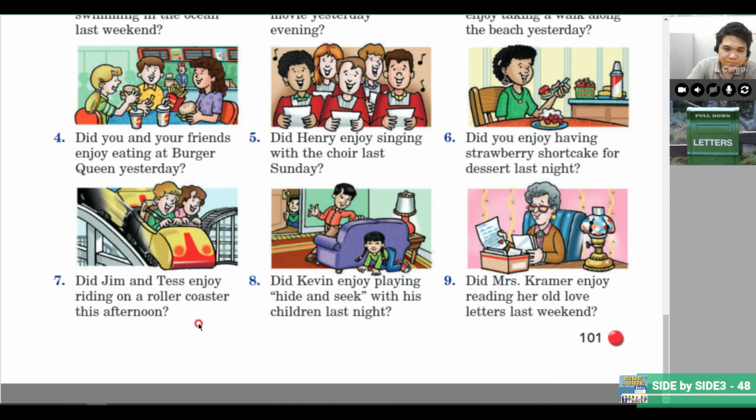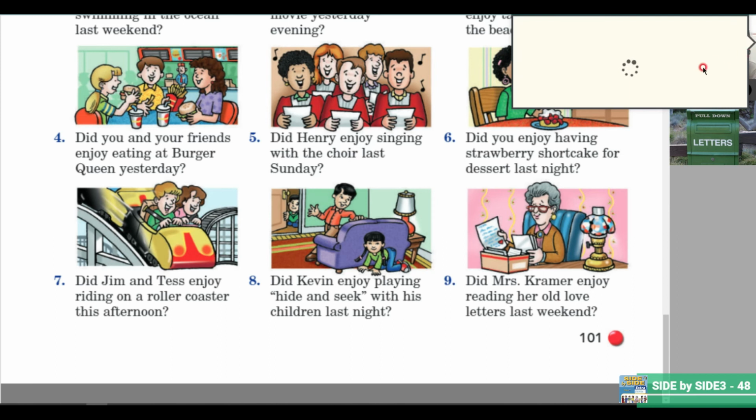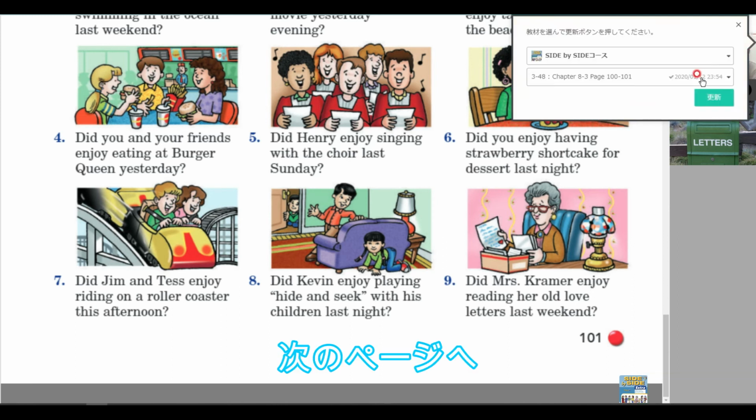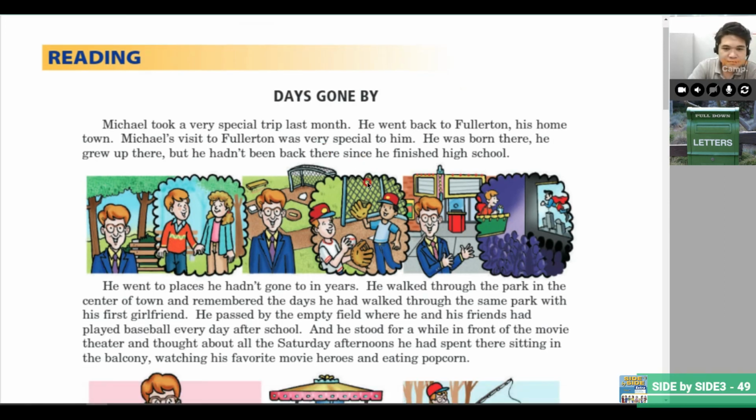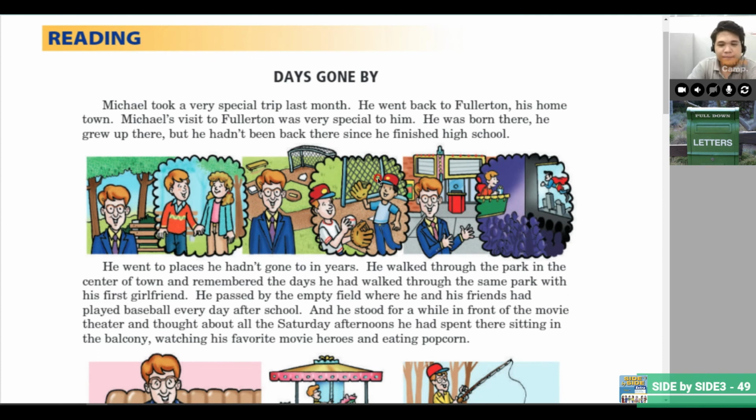Okay, good. So we're done with that page. Let's go to page 102. Do you have any questions, by the way? None so far. Okay. Let me know if you're ready. Okay, I'm done. Okay, ready? Let's start. This is reading, so go ahead.